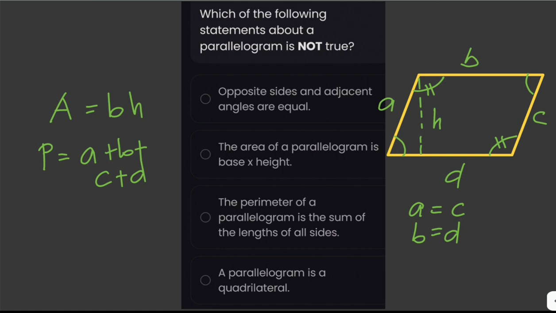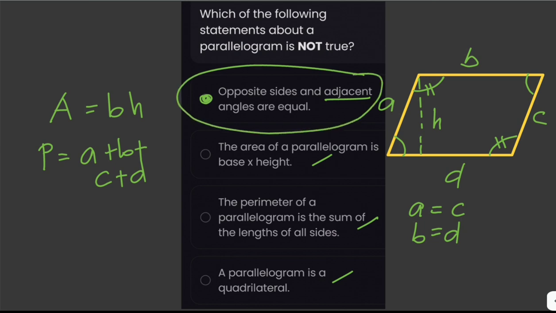Okay, let's take a look at the choices here. It says a parallelogram is a quadrilateral. This is true. The perimeter of a parallelogram is the sum of the lengths of all sides, which is also true. The area of a parallelogram, which is base times height, is also true. Opposite sides and adjacent angles are equal. This is not true. So this should be our answer here, because the opposite angles are equal.